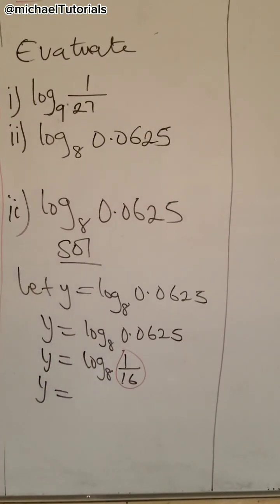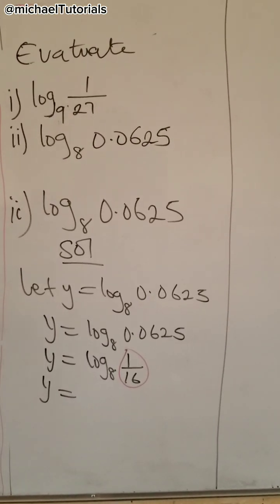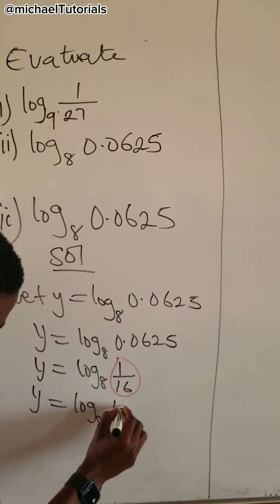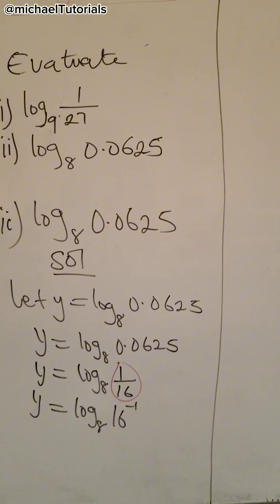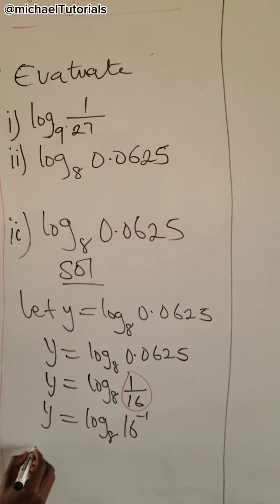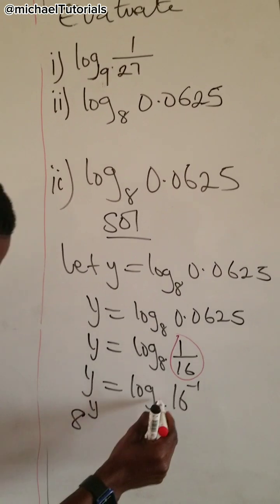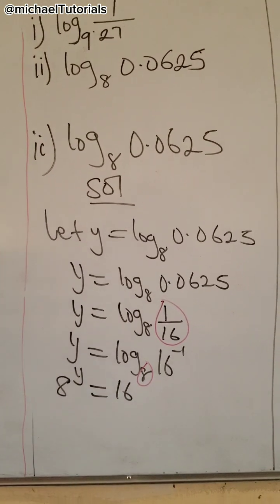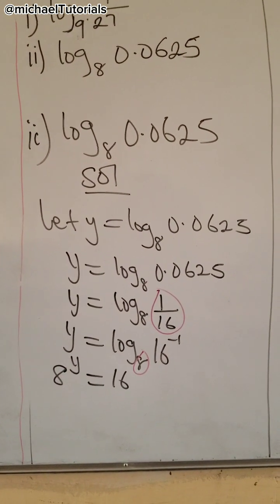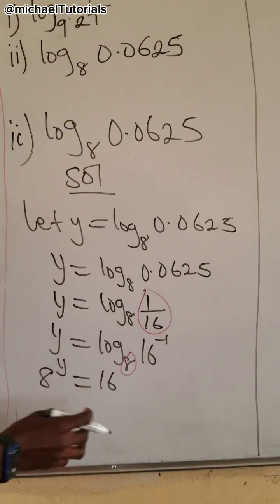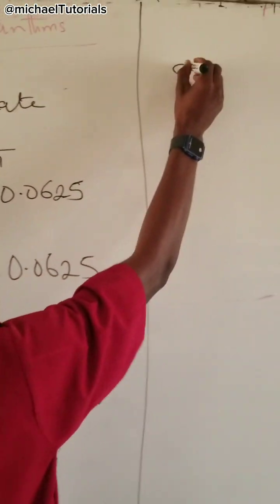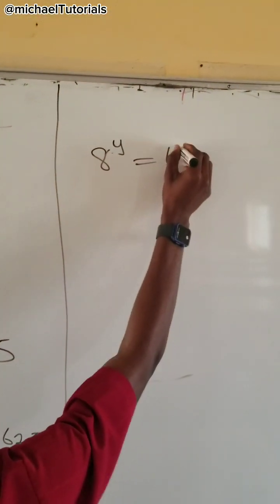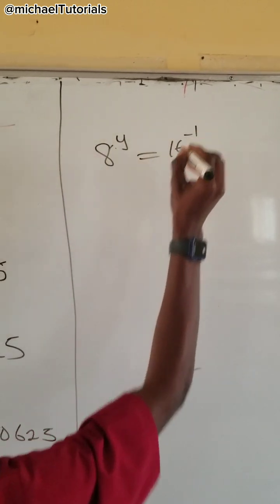Now try to make it look more like a whole number, by saying log in base 8 of 16 to the power of minus 1. Look at it. Now 8 to the power of y, this base is coming to raise this y up, is equal to 16 to the power of minus 1. Let us use the other side of the board and transfer this up here.